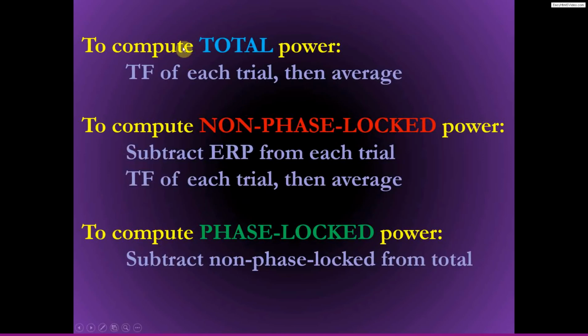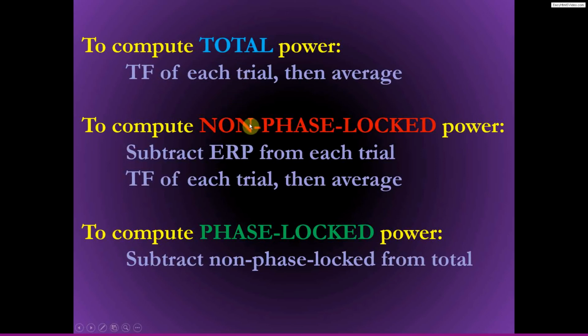So to compute the total power, you perform a time-frequency decomposition of each trial individually, and then you average the time-frequency spectra together. This is the kind of normal standard thing. This is what we have been doing so far. And this is probably what, like 98% of time-frequency analyses in cognitive electrophysiology do.